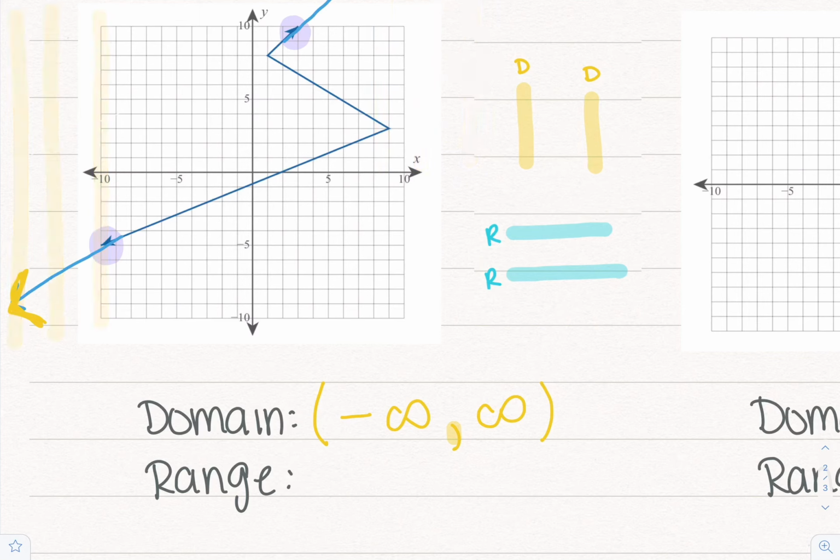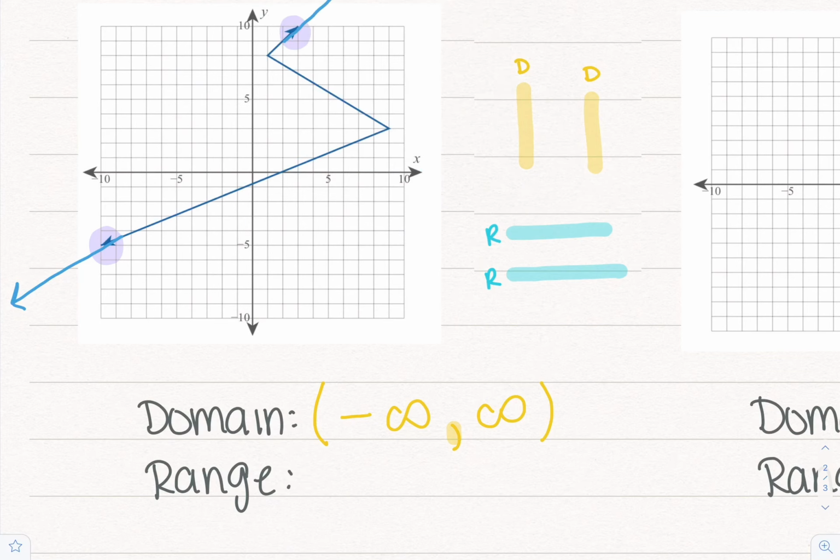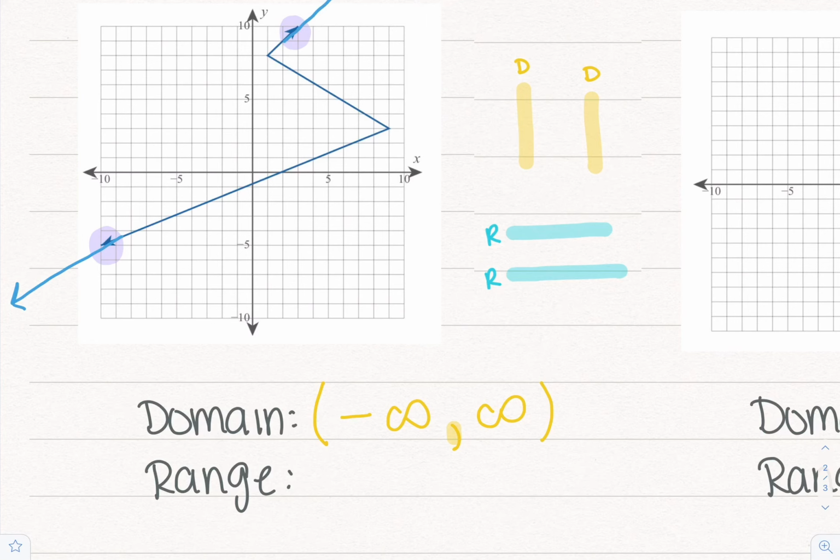All right, let's look at the range now. So the range, I'm going from the bottom to the top. Well, this graph over here, it keeps going further and further and further down. So my range is actually going to be -infinity because it keeps going down. The bottom of the graph is forever.